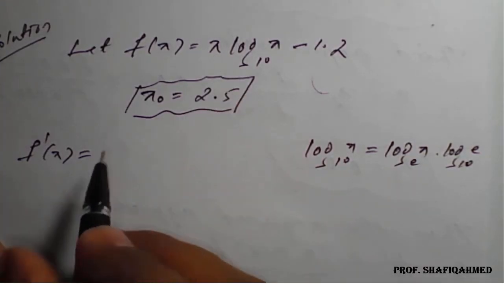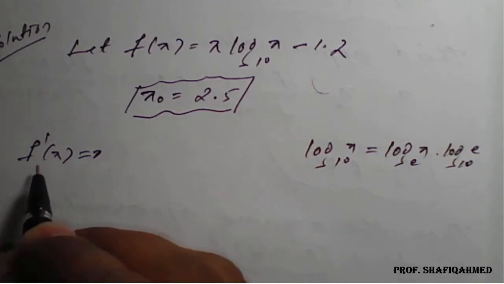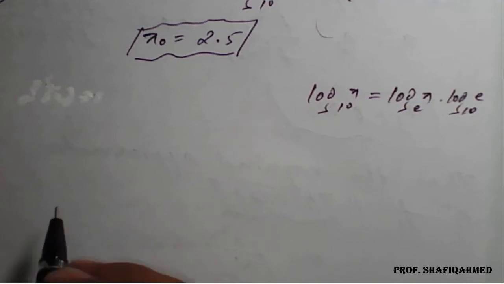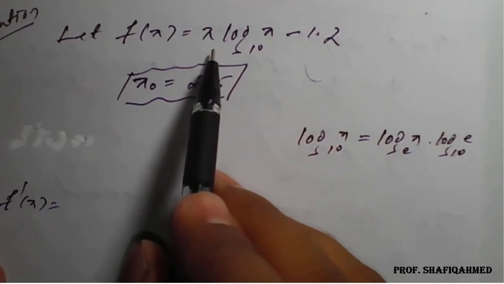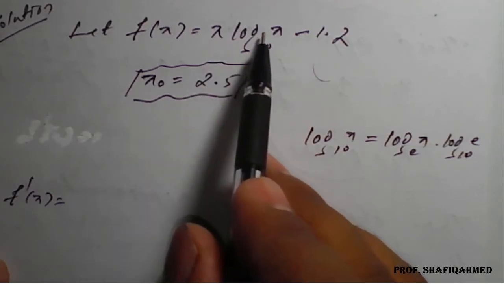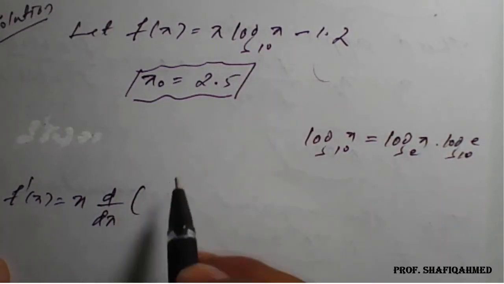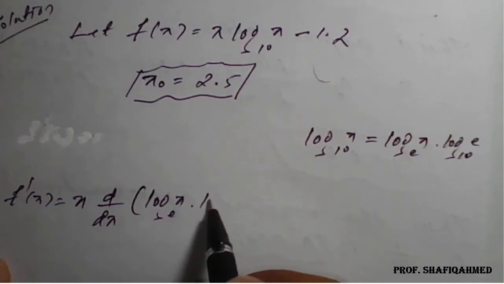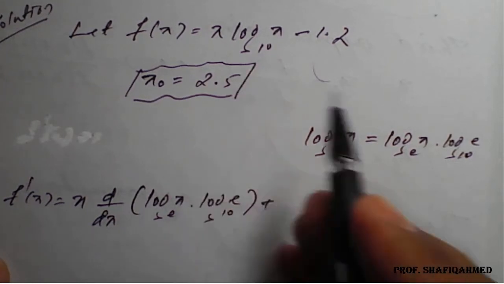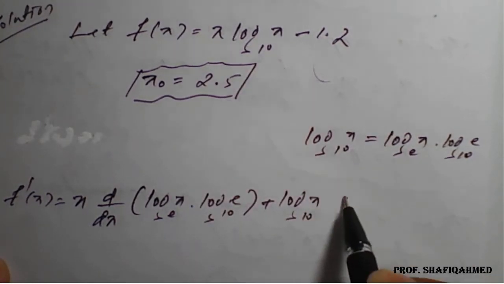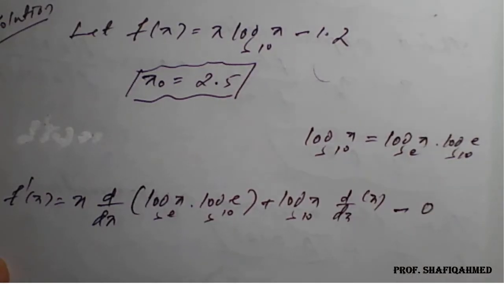So f dash will be, we'll keep x as it is because we need to apply the product formula. That is, f dash of x is equal to, applying the product formula for x log x to the base 10, we'll keep u as it is and differentiate v. That is, we'll keep x as it is, into the differentiation of log x to the base 10, which we have taken as log of x to the base e into log of e to the base 10, plus we'll keep log x to the base 10 as it is, into the differentiation of x here. And minus 1.2, its differentiation is 0.